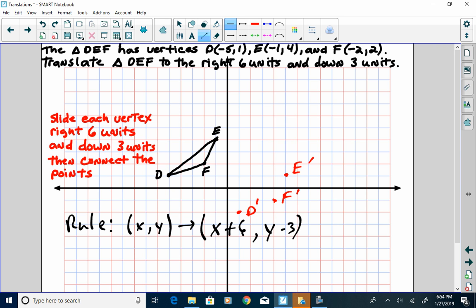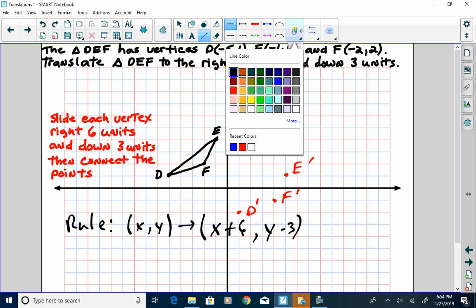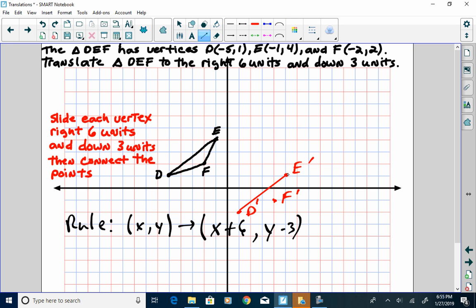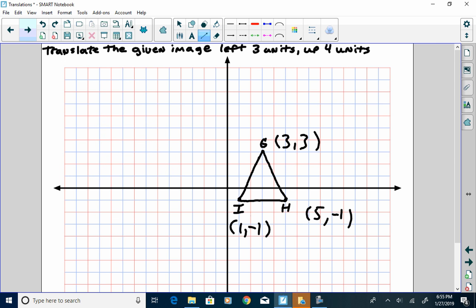Connect my points. Let's use red. And that's going to look something like this. Straight line here, and straight line here. And once again, our figure should be similar, meaning same shape, same size. All right, let's try another one, and let's write our rule.